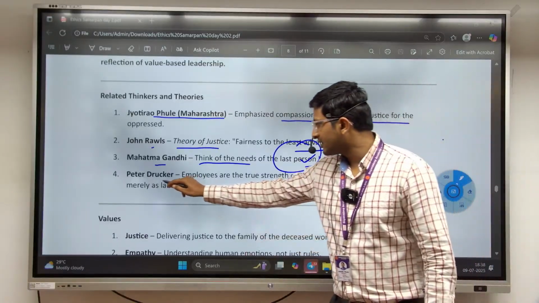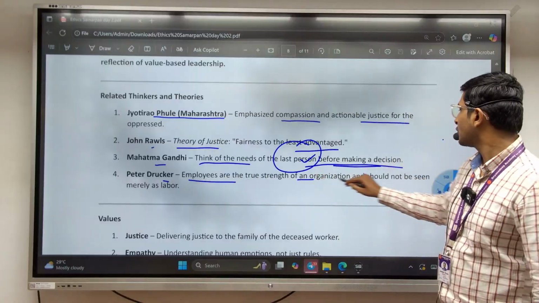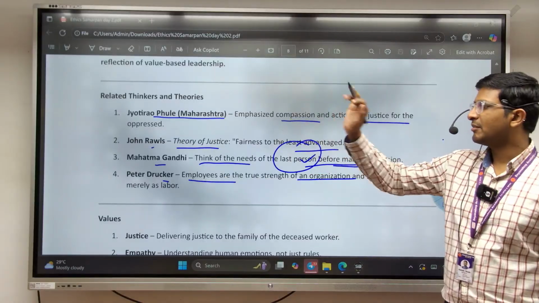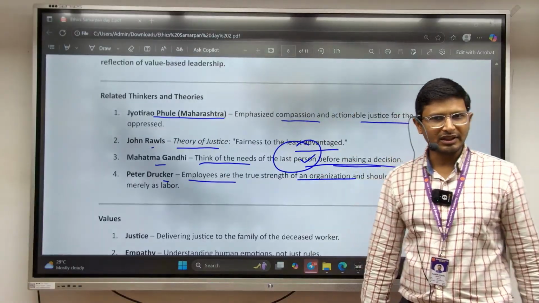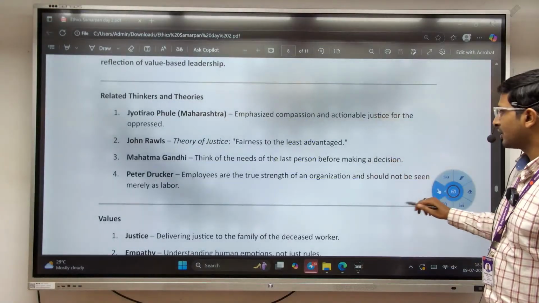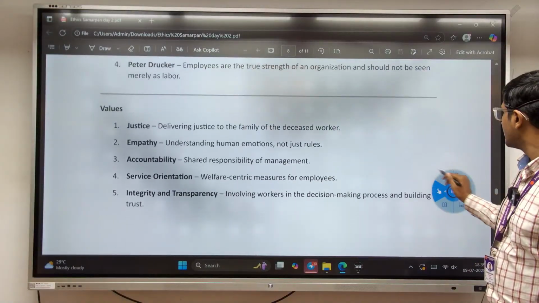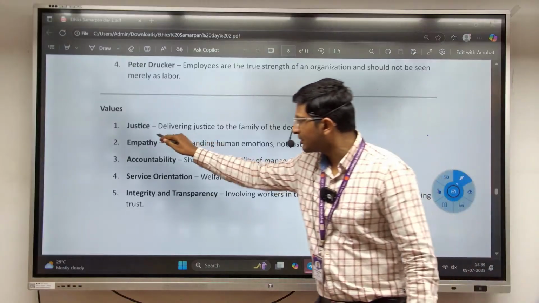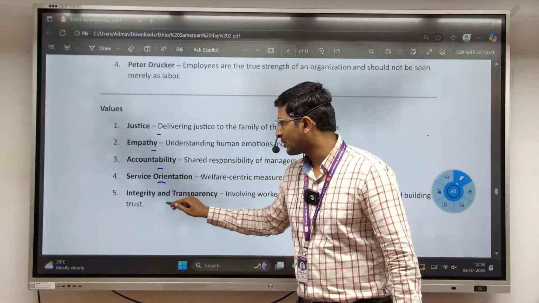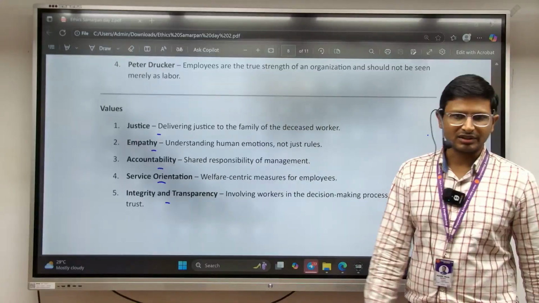Then Peter Drucker is there, employees are the true strength of the organization, they should not be seen merely as laborers. Okay, so any quote you can use in your conclusion. What values were we talking about here? Justice, empathy, accountability, service orientation, integrity and transparency.